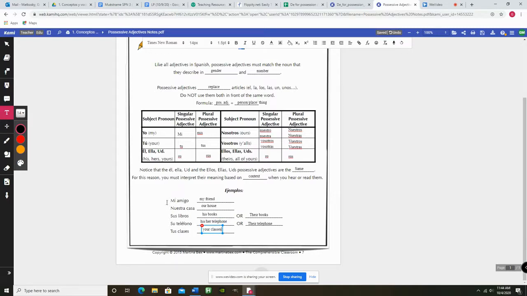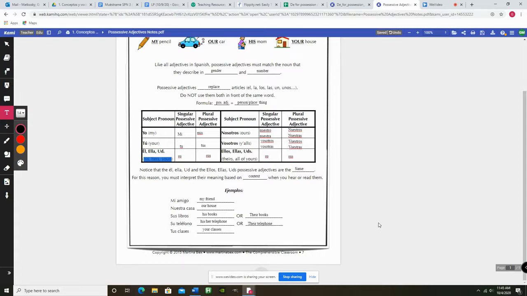So in terms of writing, I would say that nosotros is the trickiest because you have gender and number. And in terms of remembering that you can use su for both él, ella, usted, and ellos, ellas, ustedes, this is also pretty tricky.